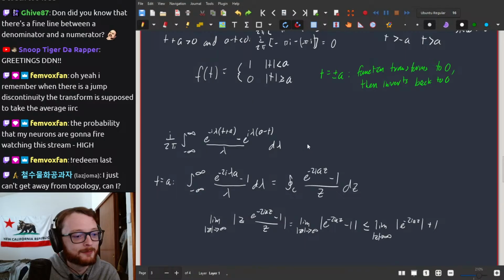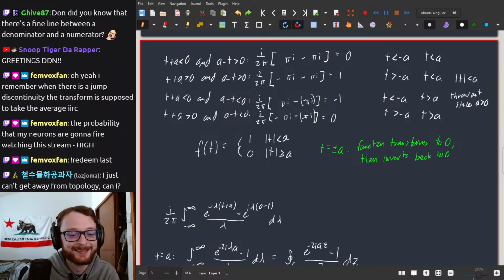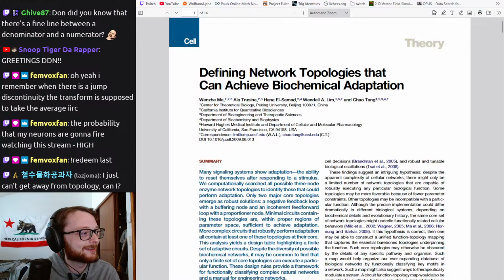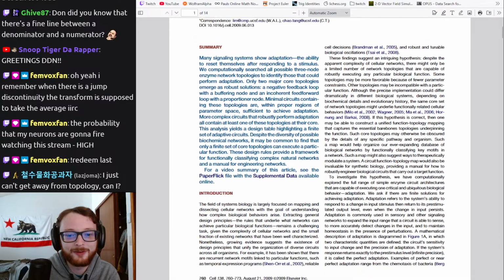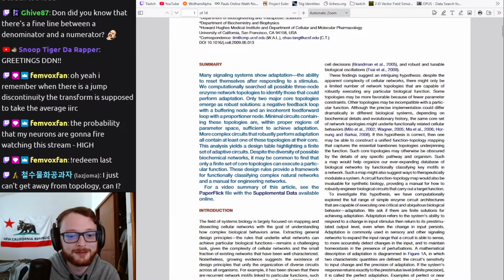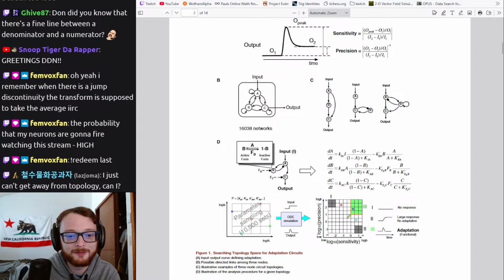You just can't get away from topology. See, this is actually a different sense of the word. It has nothing to do with mathematical topology. It's almost like graph theory or something. They call these biological circuits. The terminology is really confusing to me, but it's not math topology.